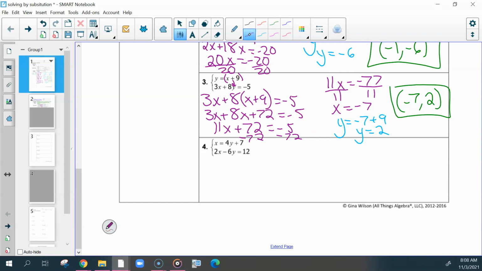So if I have an x equals, I'm going to take this equation and put it into the other one where x is, instead of y. That's really different. So when I rewrite this bottom one, it's going to be 2 times 4y plus 7. And then I write the rest of this equation, minus 6y equals 12.